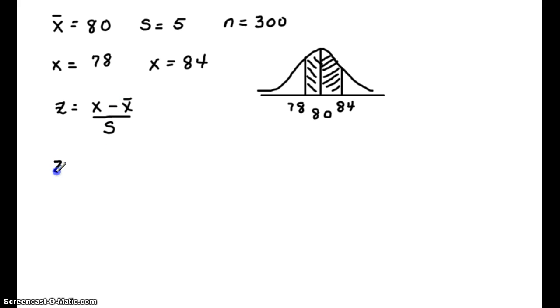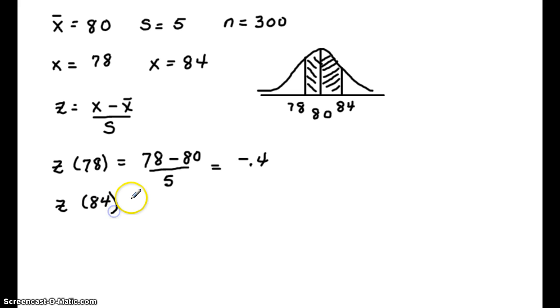So let's find the z-score that corresponds to 78 first. All right, that means we put in 78 minus the mean, which is 80, then divide by the standard deviation, which was 5. That will give us a z-score of negative 0.4. Do the same thing for 84. Okay, we'll have 84 minus 80, then divided by 5, and that will give us a z-score of positive 0.8.